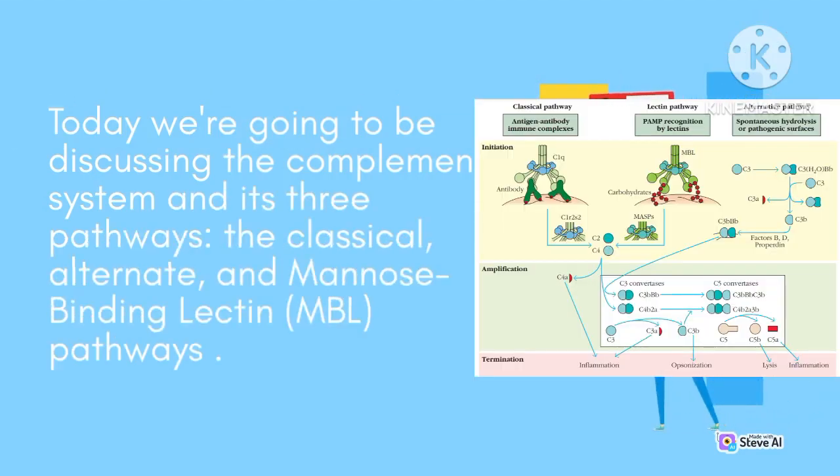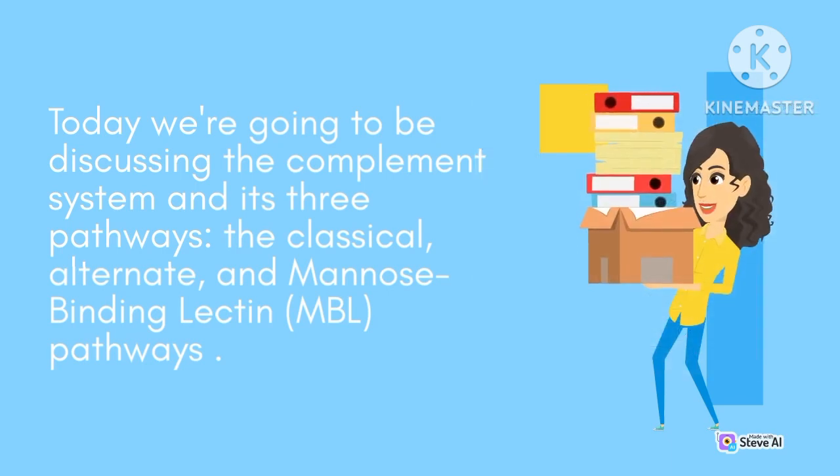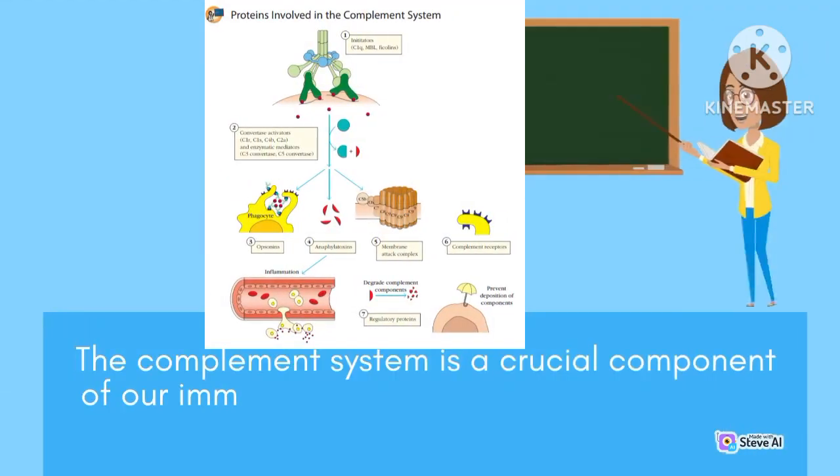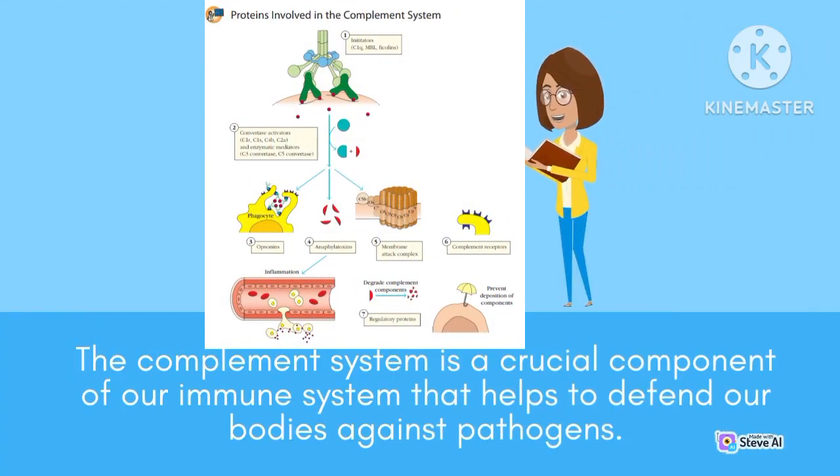Today we're going to be discussing the complement system and its three pathways, the classical, alternate, and mannose-binding lectin, MBL, pathways. The complement system is a crucial component of our immune system that helps to defend our bodies against pathogens.